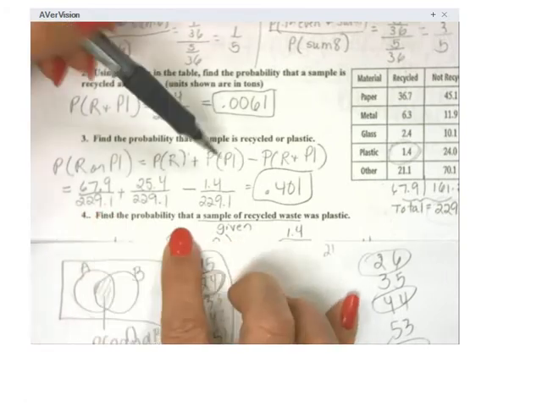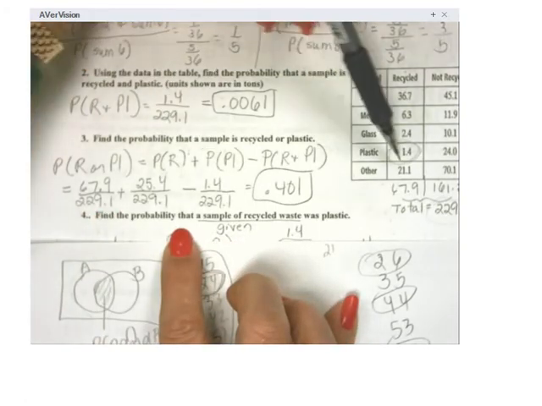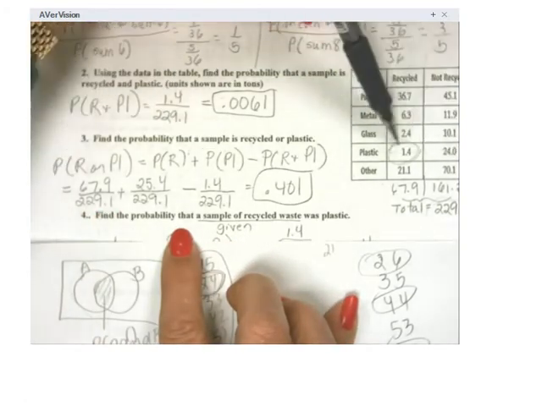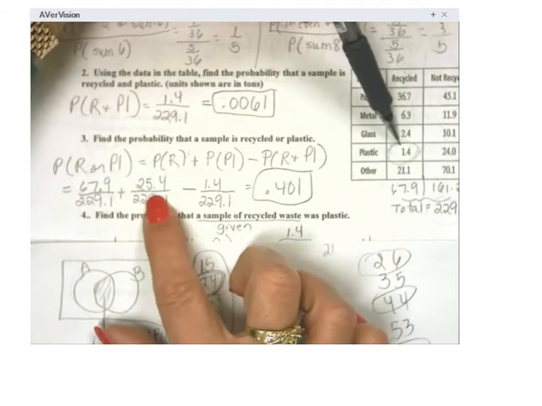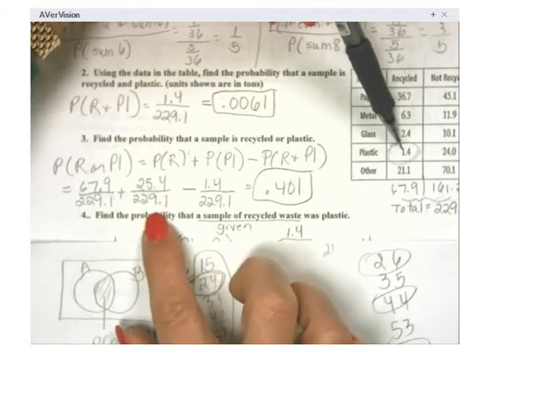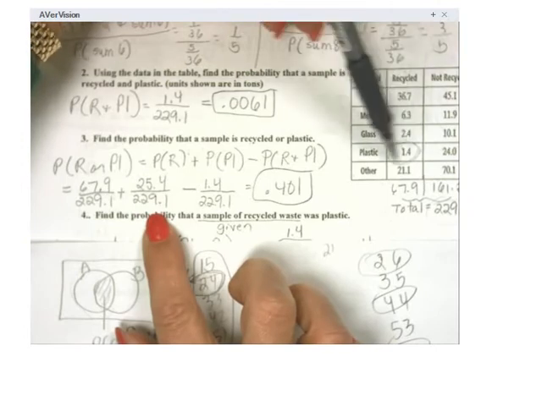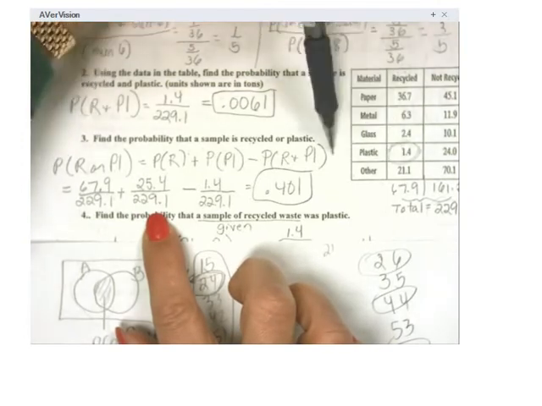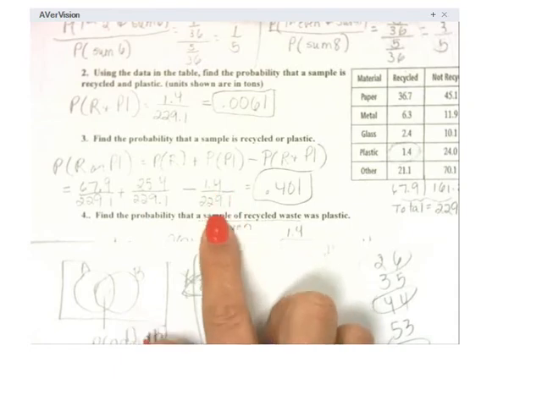Then I have my plastic going across, adding these two columns together. I have 25.4 tons out of the 229.1. Now, I just double counted this material. If I counted it with recycling, I counted it with plastic, so I have to subtract it away.